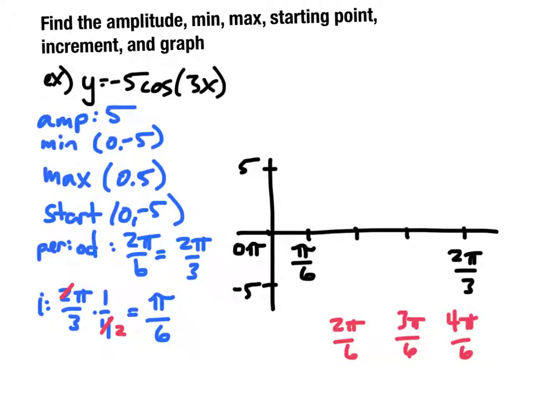But whenever we graph this, we reduce them. 2 pi over 6 is pi over 3. 3 pi over 6 is pi over 2. And this final one, 4 pi over 6, it reduces to 2 pi over 3. So I know I did it right.